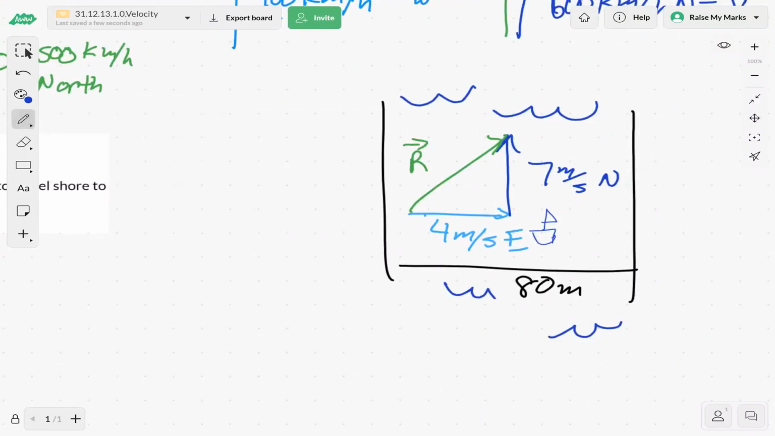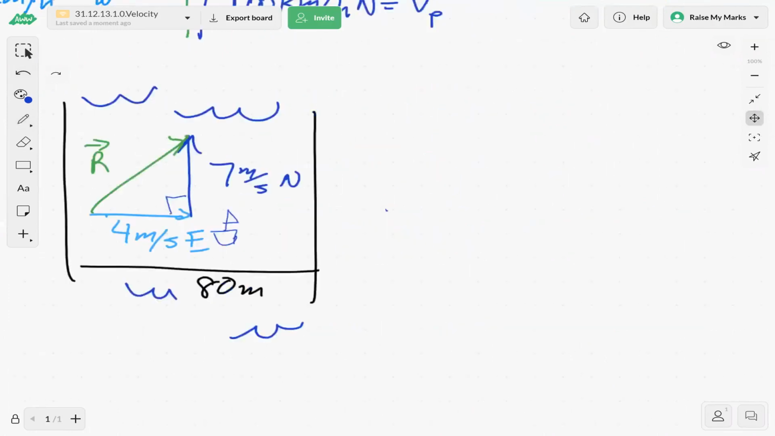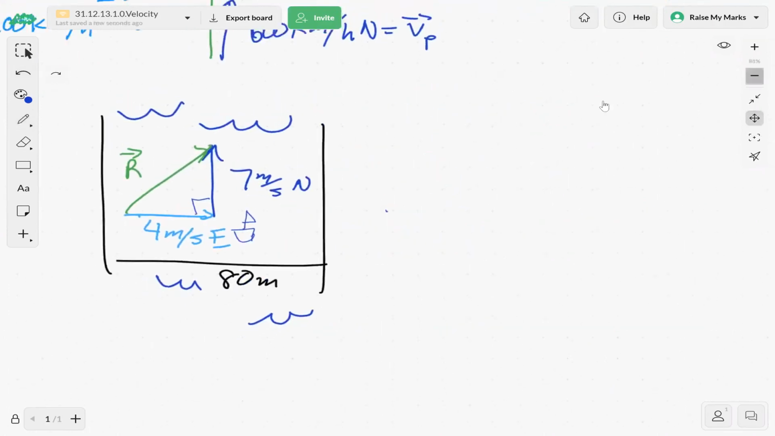We do know we have a right angle triangle there, so how do we find the magnitude of R? Let's start with that. We use the theorem of Pythagoras. So let's scroll over, make it a little smaller, and let's label some of these things.